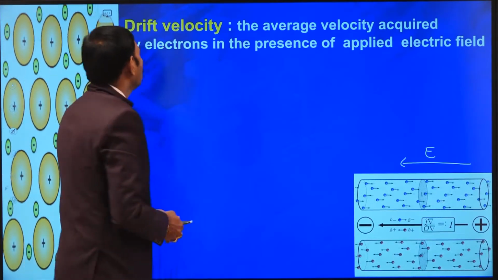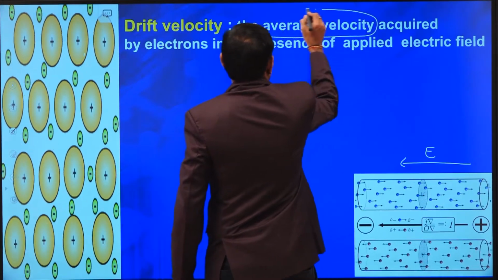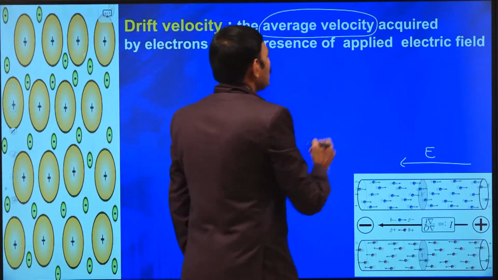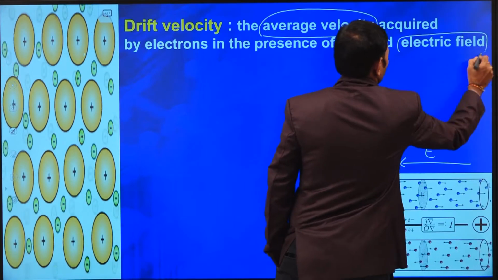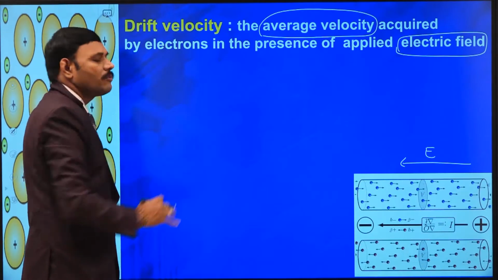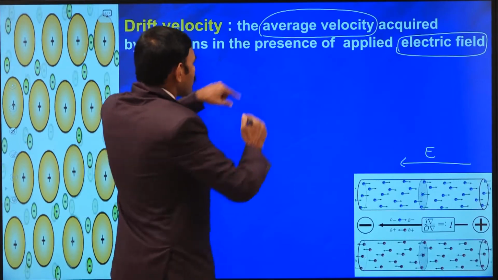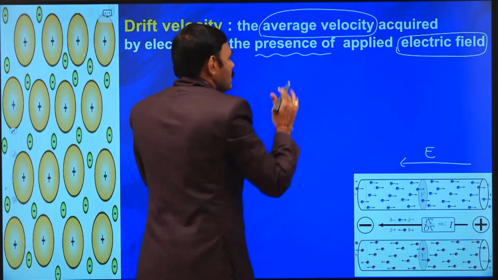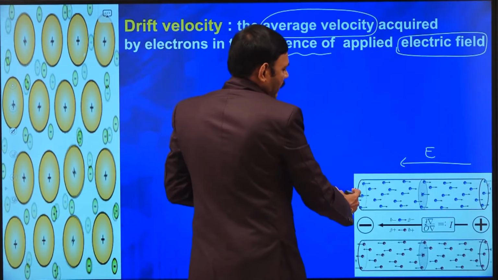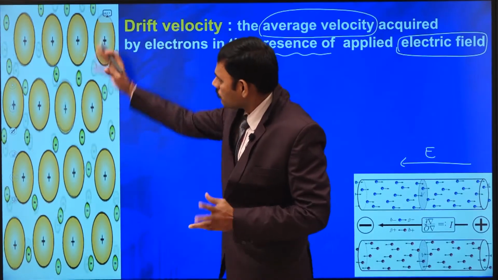So let us consider the definition of drift velocity from this explanation. Drift velocity is the average velocity acquired by the electrons in the presence of electric field. These two lines are the most important lines to understand the definition of drift velocity. In the presence of applied electric field, electrons move from one part of the conductor to another part of the conductor. In the absence of electric field, electrons are unable to move from one part to another part.